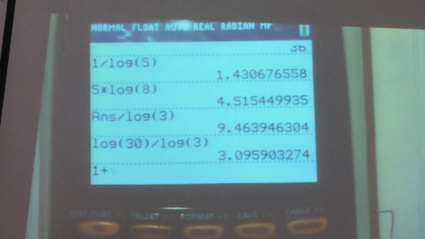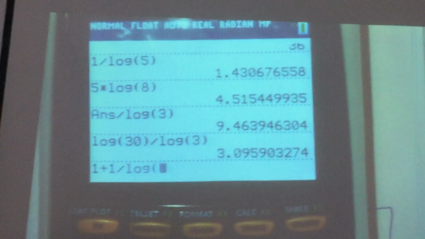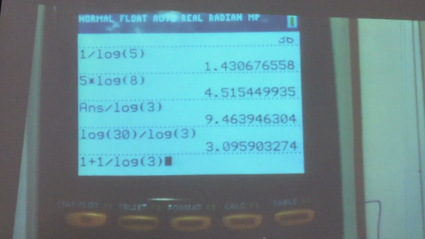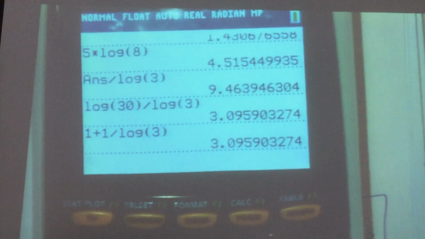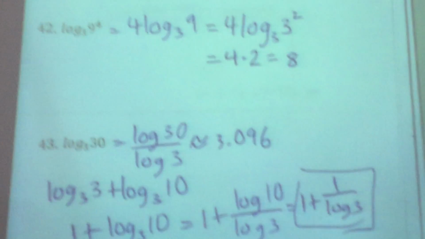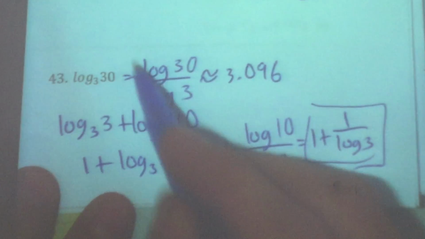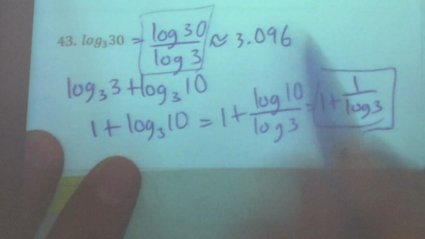If I put this into the calculator, it will be 3.096, just like that one. Watch: 1 plus 1 divided by log of 3. It's going to give me the exact same answer as before, 3.096. Those are the exact same thing. This would be the exact, or this one, and this would be the approximate, which is the same thing.